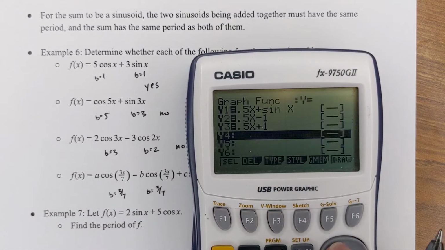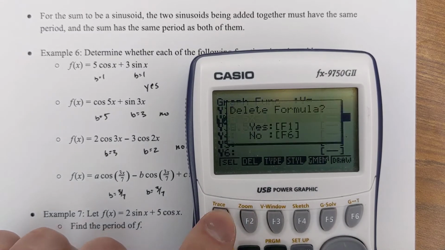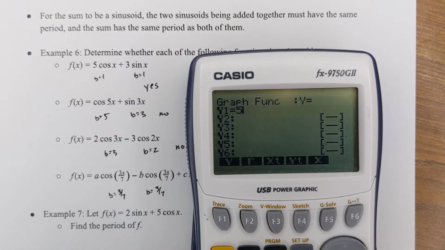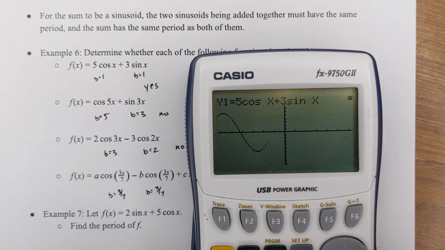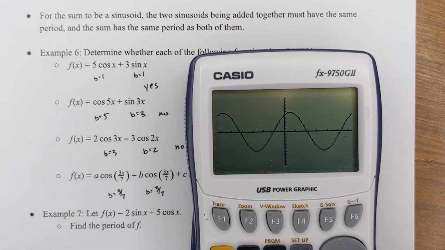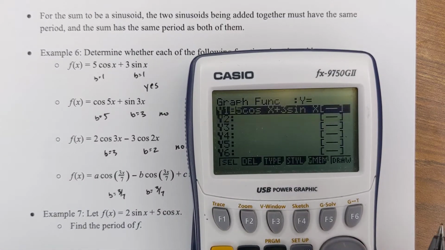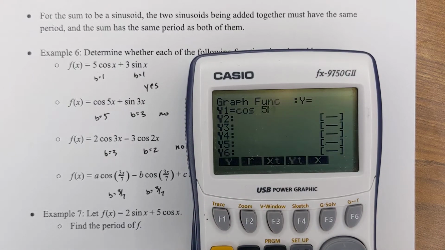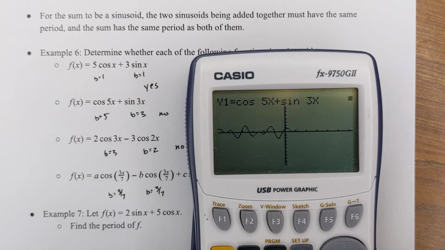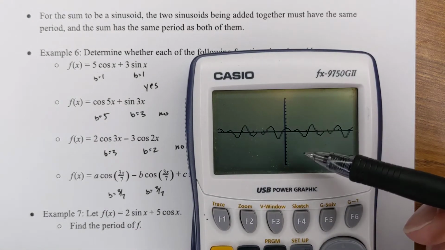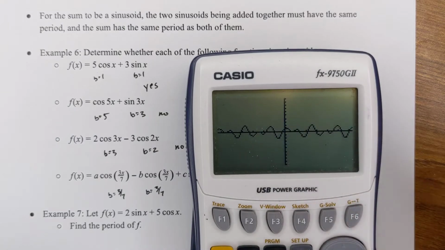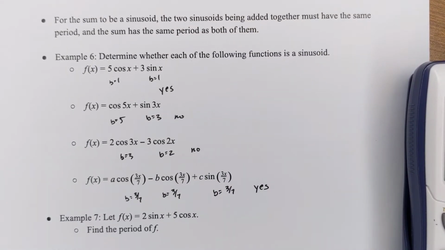So for example, if we graph that top one, I'll show you what we're talking about. 5 cosine x plus 3 sine x. So it's a nice sinusoidal curve, potentially some variation on the sine curve. If I graph the second one, the one that was no, the cosine of 5x plus the sine of 3x, you notice the heights are all varying. There's not a nice clean single wave. So a sinusoid has a nice wave.